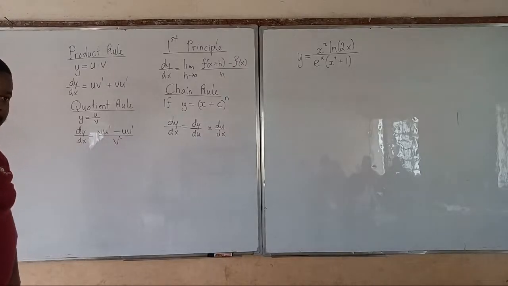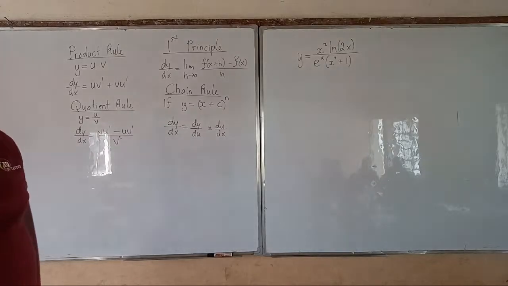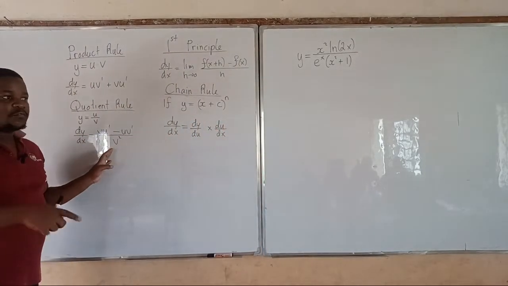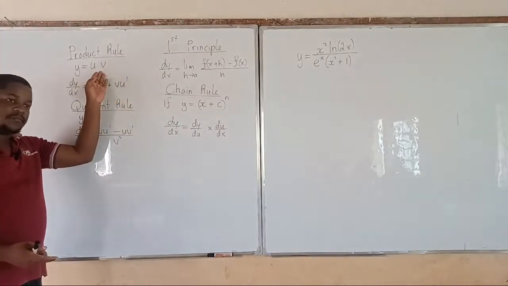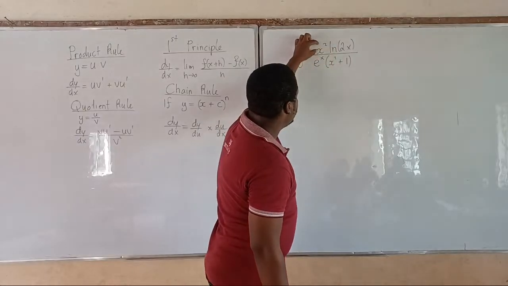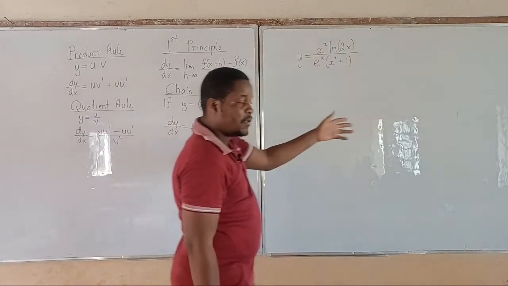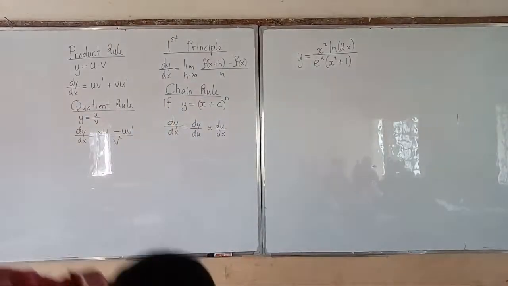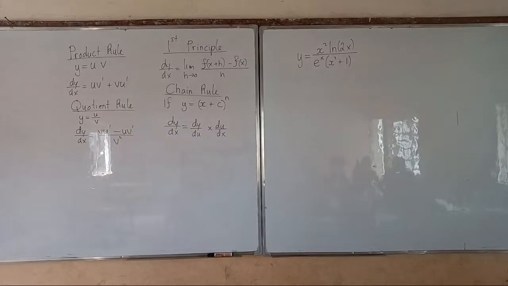Quotient. Are you sure? You're not sure. Okay. Anyone who's sure? So yes, we use the quotient, but in the process of using the quotient, we'll use the product. Because look at this. In as much as the two functions are dividing, these two functions are multiplying. So we'll use the quotient, but in the process of using the quotient, at some point we'll also use the product. So let's do that.